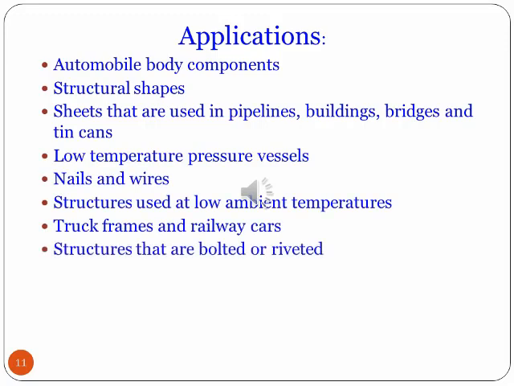So the applications, they are used in the automobile body components, they are used in structural shapes, that is I-beams and various beams used in structures, sheets that are used in pipelines, buildings, bridges and in tin cans, low temperature pressure vessels, nails, wires, structures at low ambient temperatures, truck frames, railway cars, structures that are bolted or riveted, all these use low carbon steel.